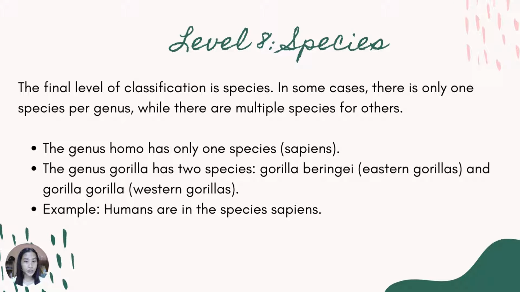Level 8. The species. The final level of classification is species. In some cases, there is only one species per genus, while there are multiple species for others.